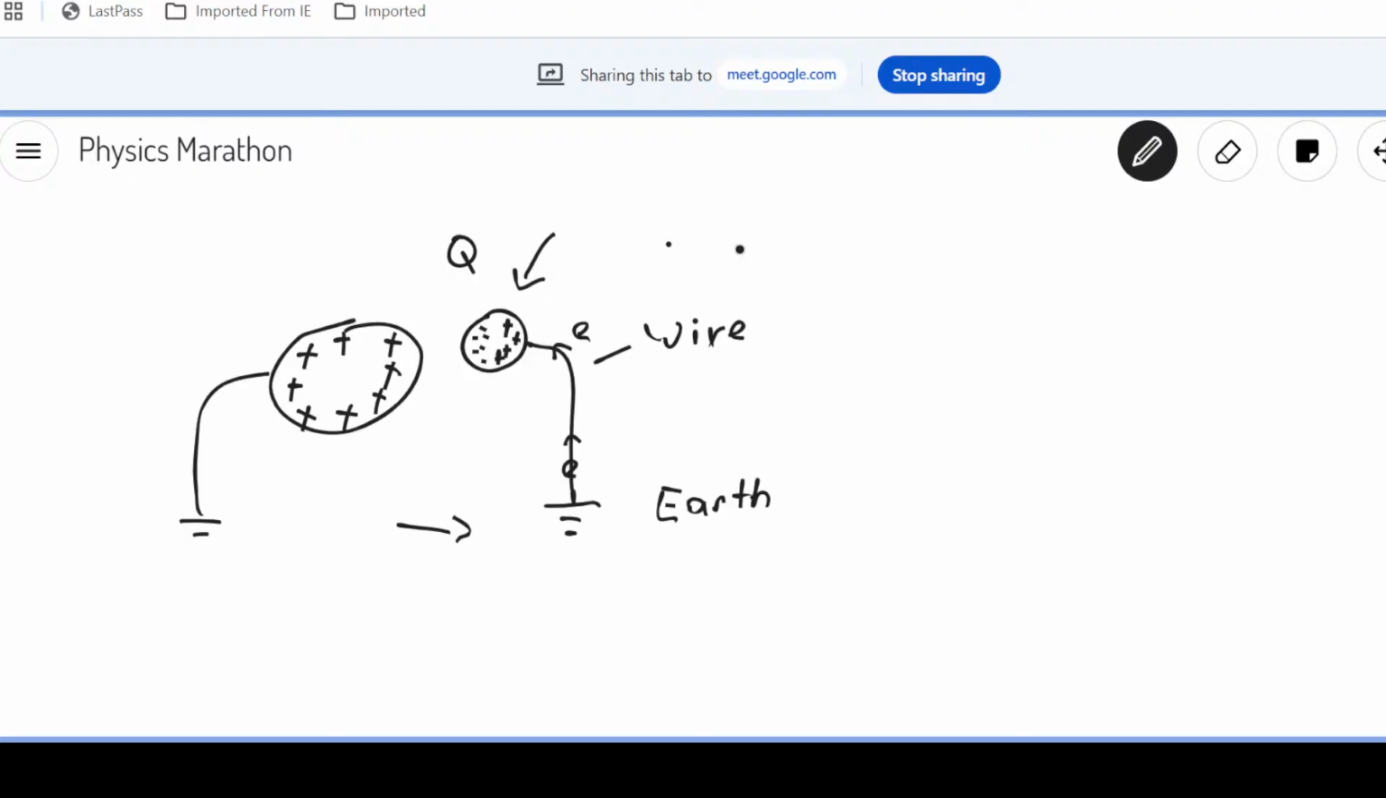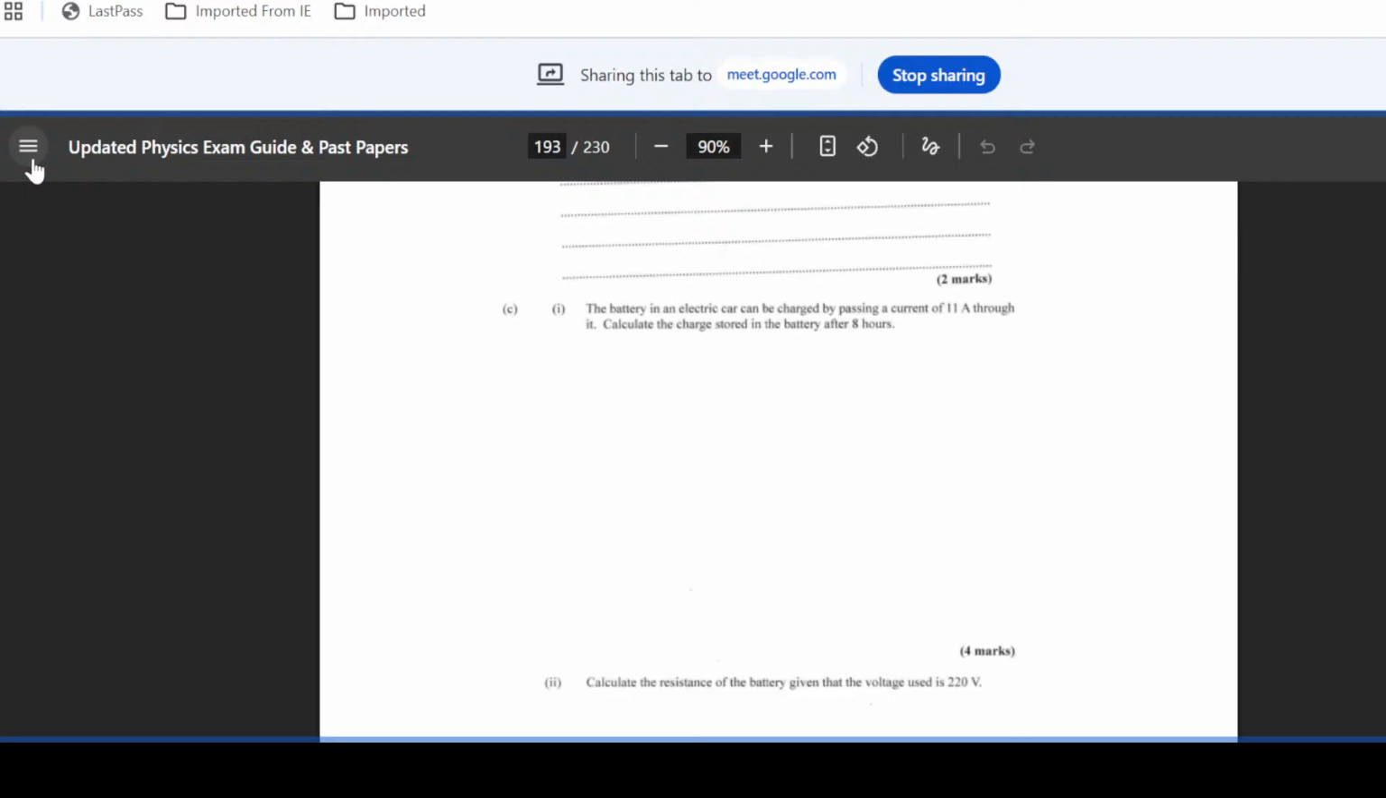All right, next one. Let me bring this up some more. This one shouldn't be a problem, so we should know the equations for these. The battery in an electric car can be charged by passing a current of 11A through it. Calculate the charge stored in the battery after 8 hours.